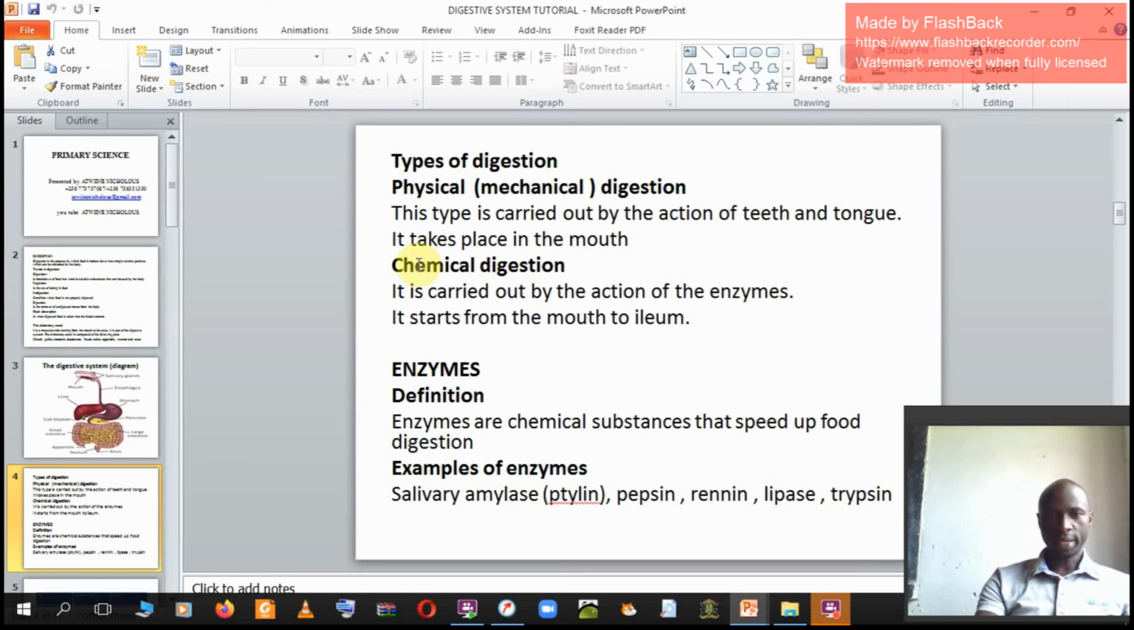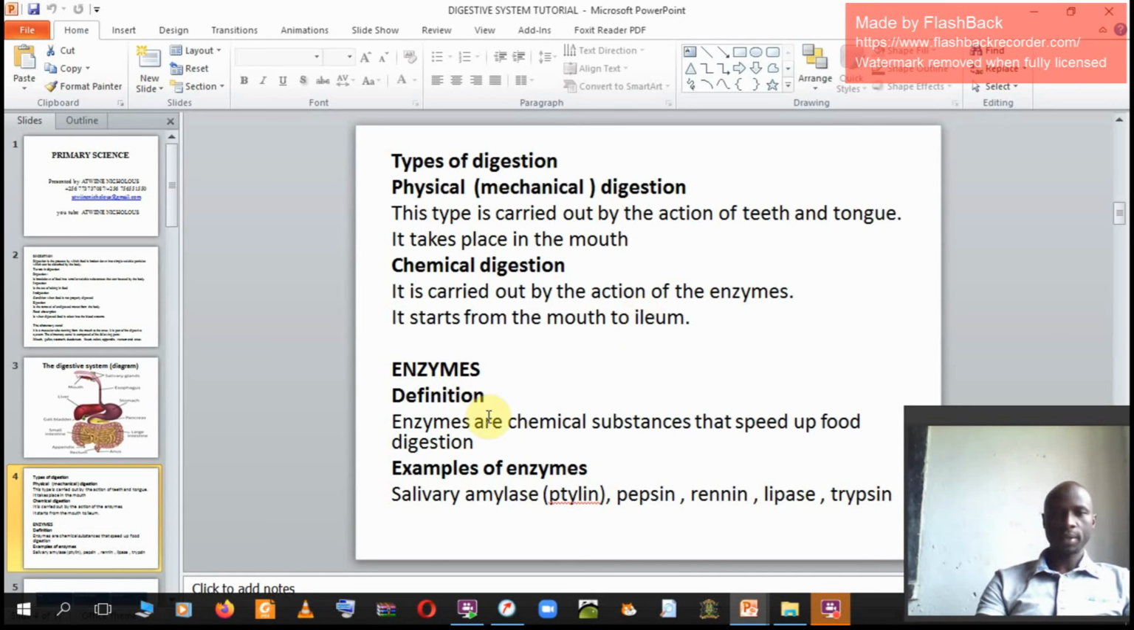We have chemical, as the name states, chemical. This one involves the use of chemicals. This is carried out by action of the enzymes. These are the chemicals we use in the body during digestion. So, in the mouth, we find salivary amylase, as we shall see, meaning in the mouth we also have chemical digestion. Then it goes from the mouth to the ileum.